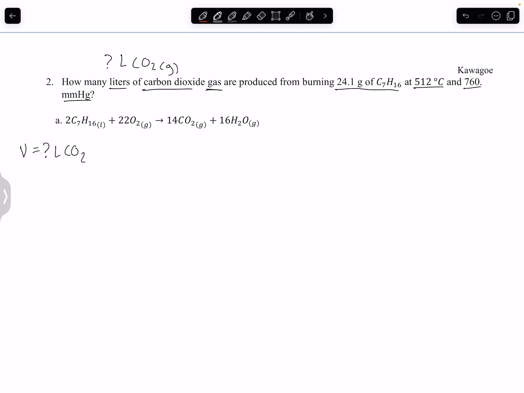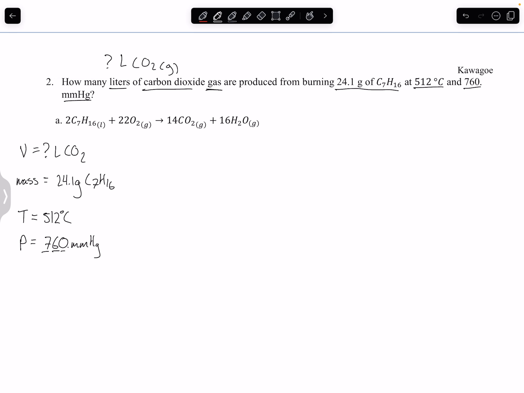And then we also have a mass of 24.1 grams of C7H16. And then we're given a temperature, which is 512 degrees C, and a pressure, which is 760 millimeters of mercury. Now, don't ignore the fact that this is 760 decimal. That's not the end of the sentence. It's not a typo. It's intentional. That's 3 sig figs.